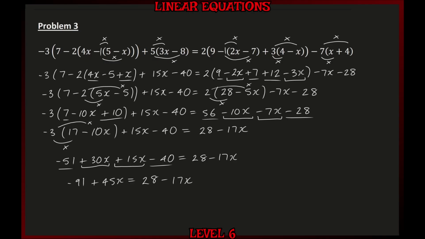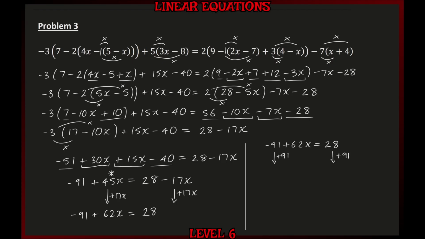Now that we've simplified everything, we can see that we have unknowns on both sides. So we're going to keep them on the side where we start with the most, and that's the left, where we have 45x. So that means we need to remove the minus 17x from the right, and we do this by adding 17x to the right. So the left becomes minus 91, and 45 plus 17 gives us plus 62x. And on the right, the minus 17x and the plus 17x cancel out to leave us with 28. We'd now like to remove the minus 91 from the left, and we can do this by adding 91 to the left and also adding 91 to the right.